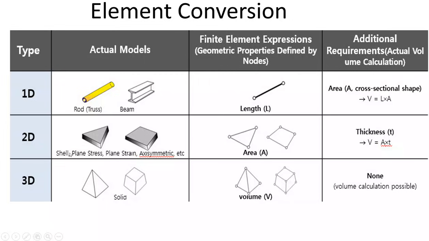For 2D, we consider shell, plane stress, plane strain, axisymmetric elements, etc. Here the area will be the primary input. The secondary input will be thickness. So area into thickness gives the volume. And then for three-dimensional objects, the three dimensions are the primary inputs, so the volume is the primary input. There are no secondary inputs. So this is the element conversion from a real-time object to the finite element model, and then the secondary parameters.